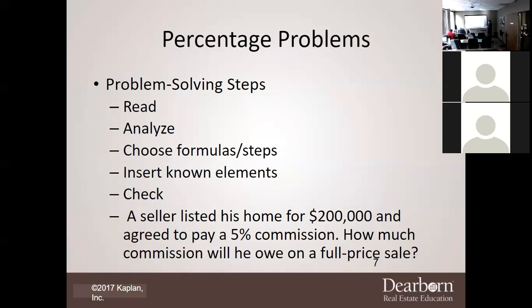Again, the next one, with this being math, you would want to look at your formulas, knowing what your formulas are. And again, it's not that difficult. Like I said, coming down here at the bottom, if you check right down here, a seller listed his home for $200,000 and agreed to pay a 5% commission. How much commission will he owe on a full price sale? Well, what do you do there, Eden? Do the rate times the amount. Step them through it with your calculator. If this was you, step them through what you would do and actually give them the numbers.